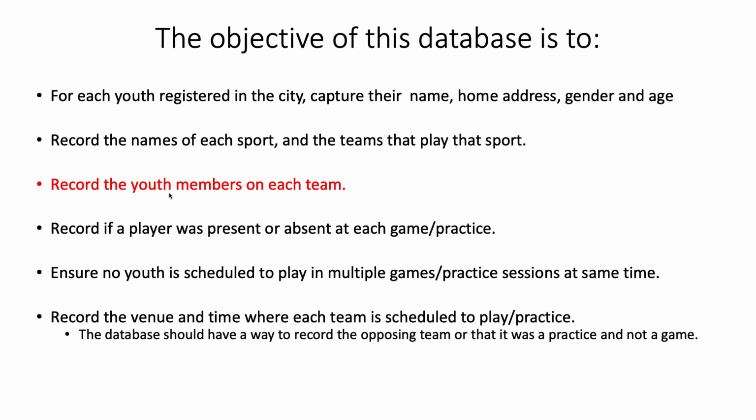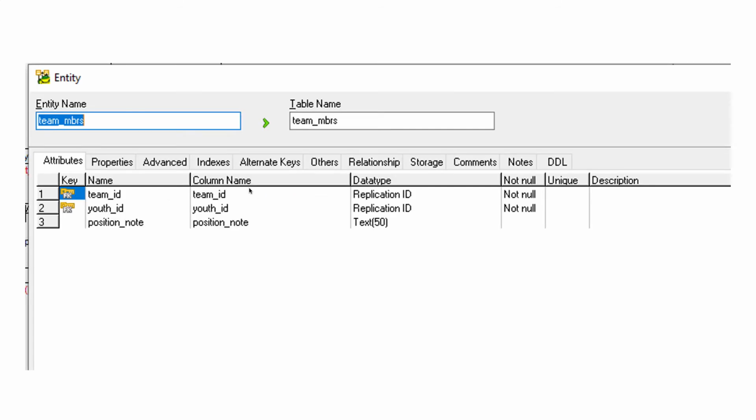We're going to record youth members on a team. So I built an entity called team members, and it's going to have a foreign key of team ID and a foreign key of youth ID, and just because I'll put something in there, I'll put a position note. So if this youth is the pitcher or plays center or fullback or whatever, goalkeeper if it's soccer, you can record what position the youth plays.